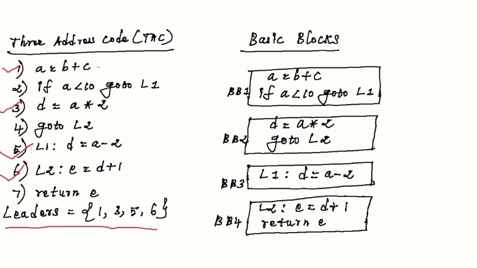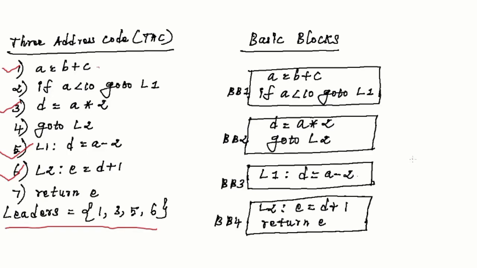Next, basic block 3. L1 is a label, so it starts a new block. No jump here, so it will go naturally to the next block, which means basic block 3 is label 1, D equal to A minus 2. Basic block 4 starts at the 6th line. L2 is a label. It is the last block and ends with return, so the program stops. So basic block 4 becomes L2, E equal to D plus 1, return E. So in total we have 4 basic blocks.